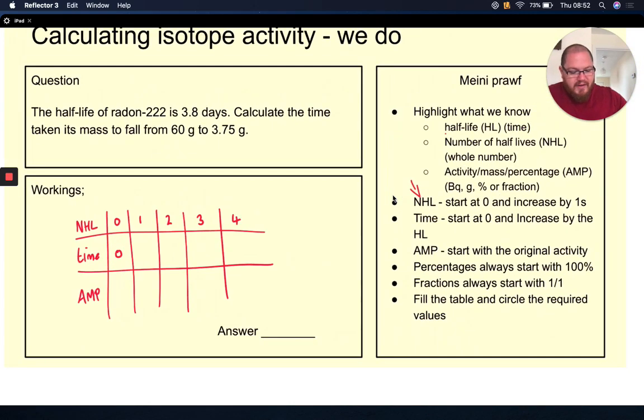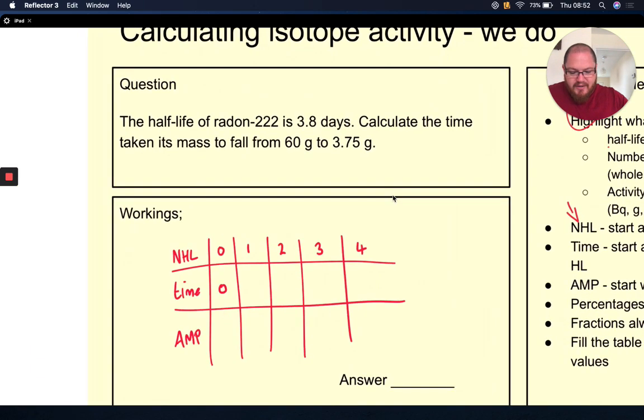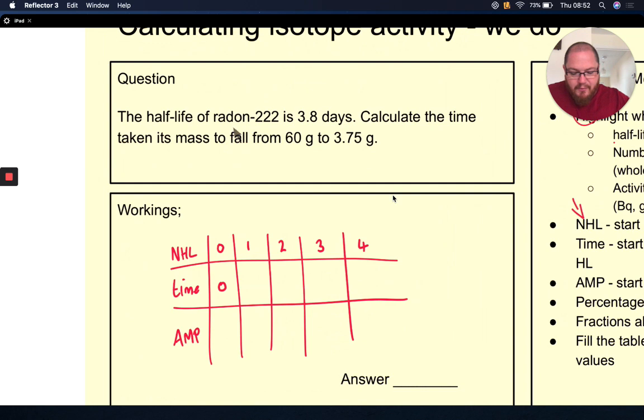So I guess what is left for me to do now is to highlight what I know. So let's go through the question. So it says there, Radon 222. Now this 222 is just the mass number. Doesn't mean anything to me. Is 3.8 days. This is going to mean something to me. 3.8 days. I'll just highlight that. Calculate the time. So it wants me to find the time again. Taken for its mass to fall from 60 grams to 3.75 grams.